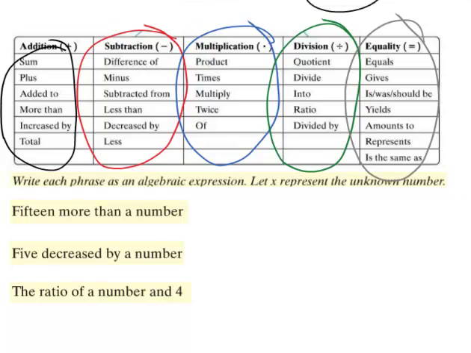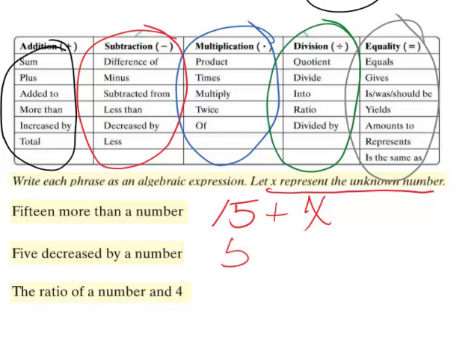Okay, so let's take a look, and it says write each phrase as an algebraic expression. Let x represent the unknown number. So anytime I see that phrase, the number, I'm going to use the letter x. So the first part says 15 more than a number. So I'm going to go ahead and write down my number 15. More than means I'm going to add. A number means I'm going to put the letter x. Good.